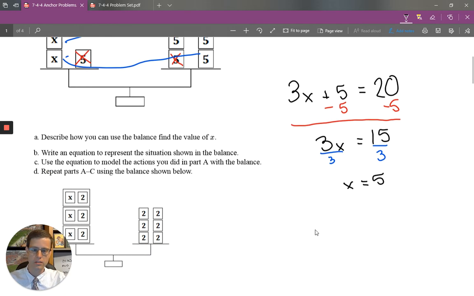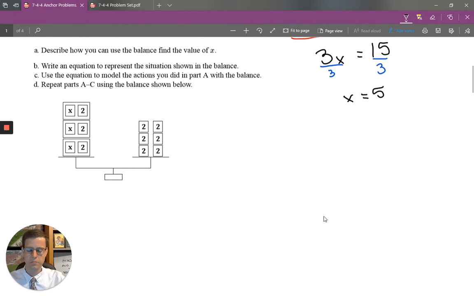Well, what about the next one? Well, it appears I have these groups of x plus 2's equaling all these 2's. All right, well, how many of the x plus 2's do I have? Well, here's x plus 2. That's one of the groups. There's 1, 2, 3 of these x plus 2's, and that's going to equal 2, 4, 6, 8, 10, 12.